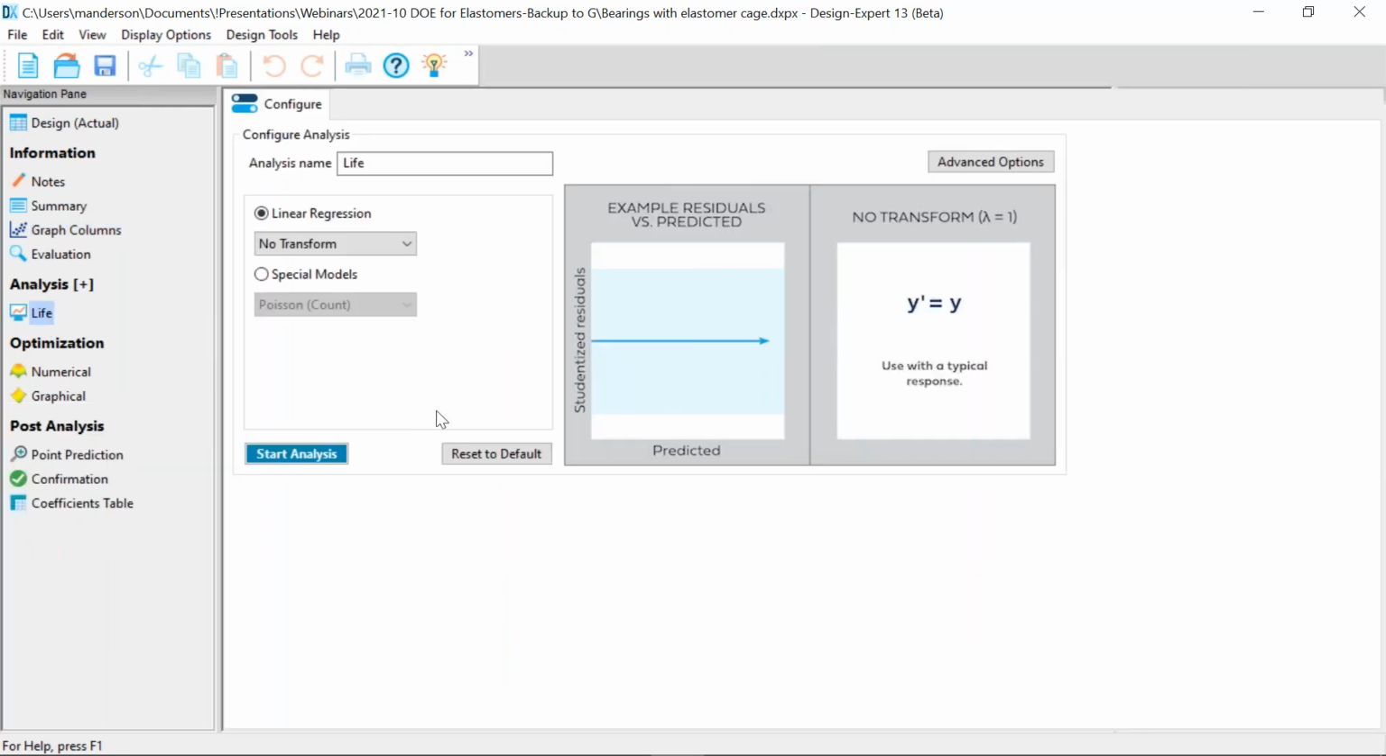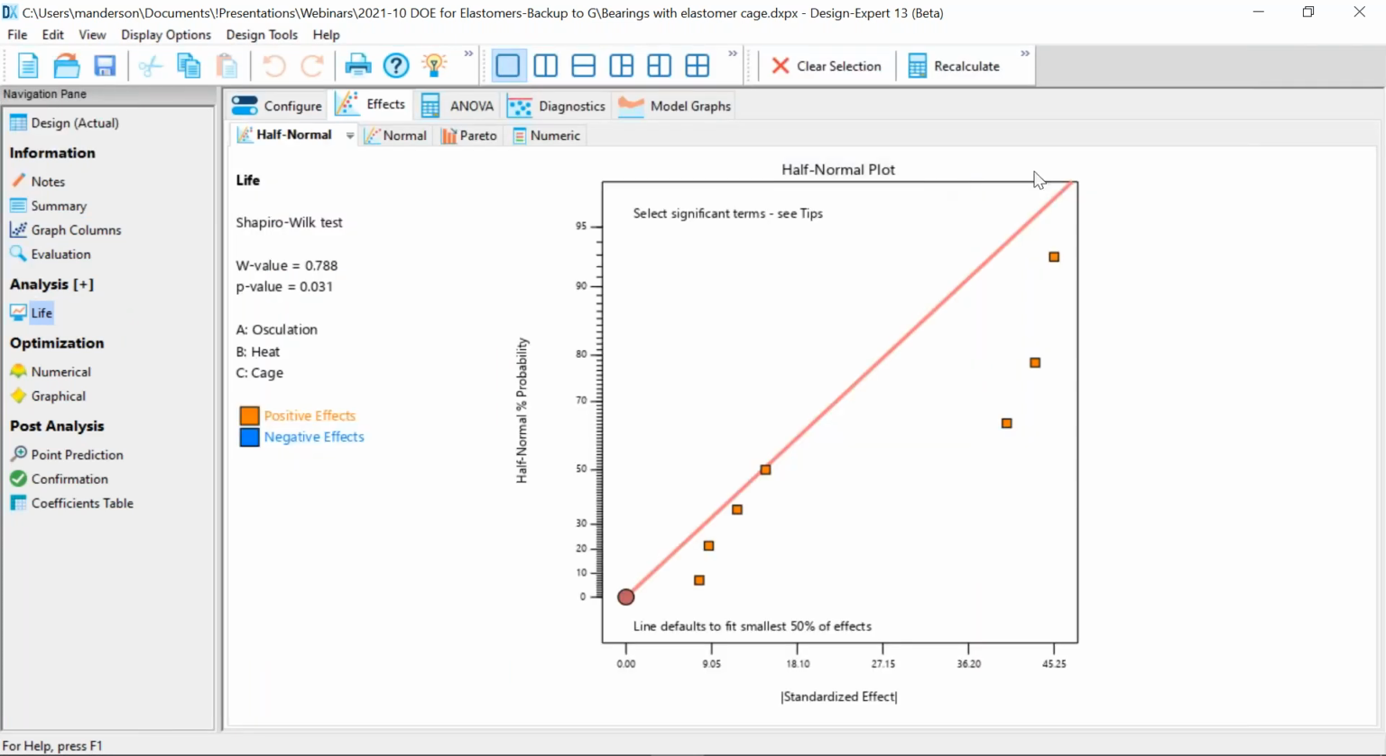Now we get into the actual analysis of this. We start the analysis at this point without a transformation, and we use a very specialized graph called a half normal that has the standardized effect absolute value, which is basically the absolute value of the effect. And keeping our eyes on the prize, we click the one furthest to the right, which we already saw was oscillation being a big effector. The next one is the heat. We saw that on the graph columns. But then there's this very big interaction of A and B that also stands out.